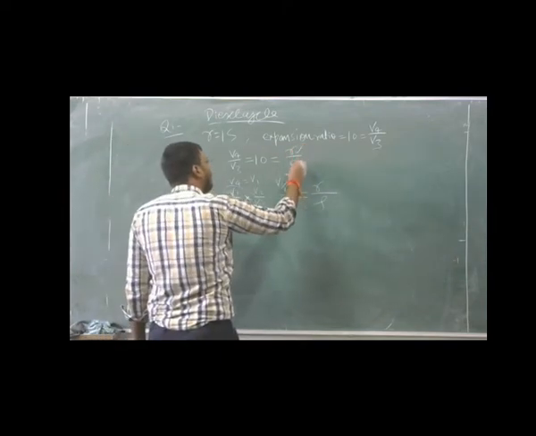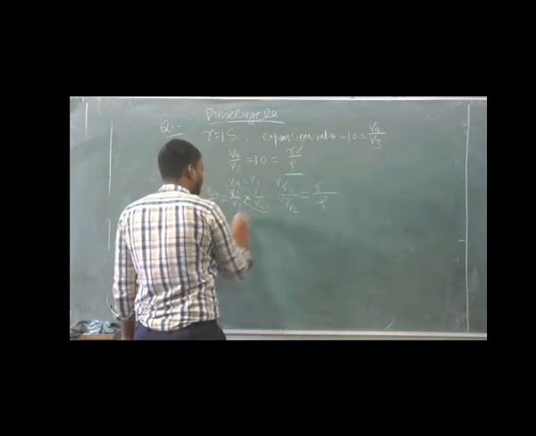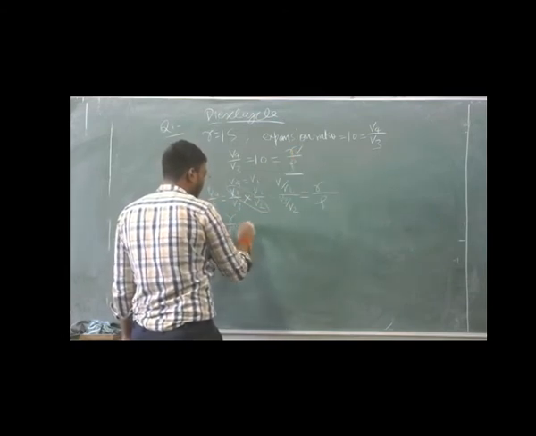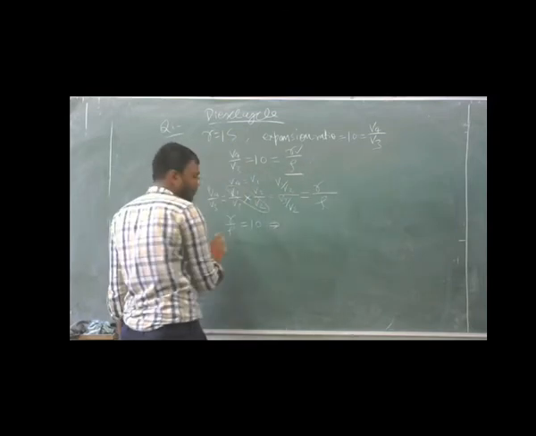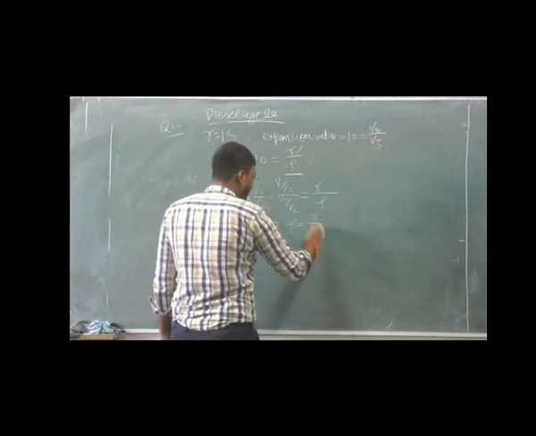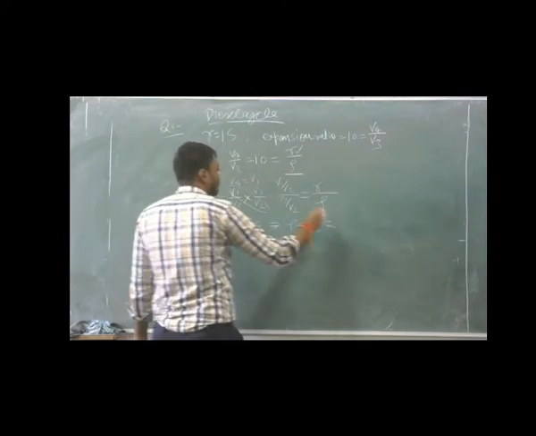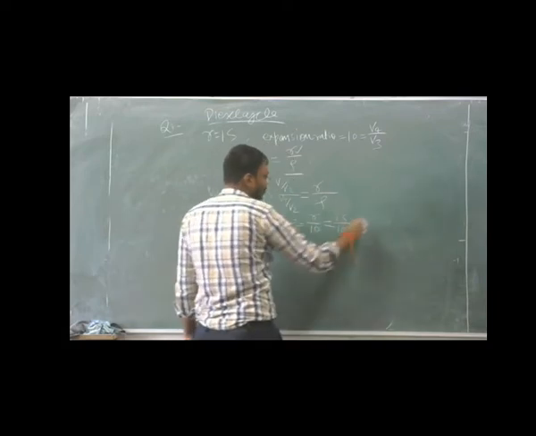It is given here that R by rho equals 10. R by rho equals 10, and we know the value of R, so we can calculate the value of rho. Here rho equals R by 10, R equals 15, so 15 by 10. So rho will become equal to 1.5.